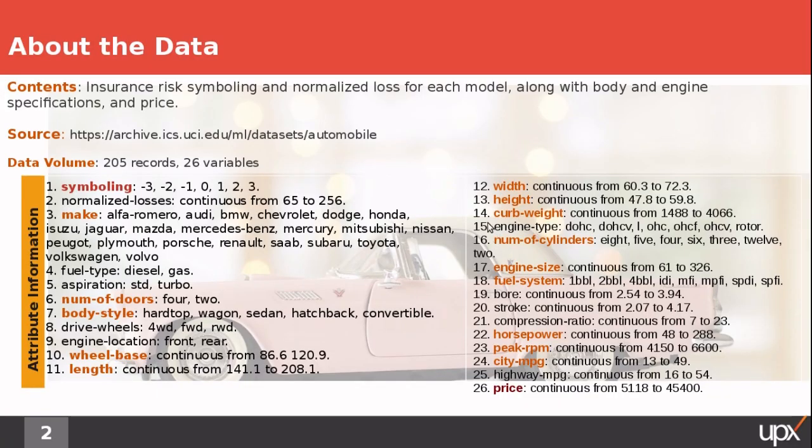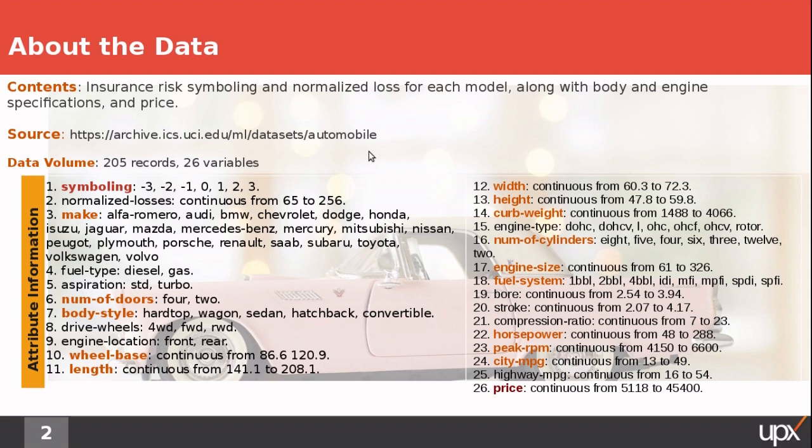Before we move on to the analysis part, let's have a look at the dataset. This is mostly an insurance-oriented data published by UCI Machine Learning Repository. It is based on 1985 model cars and it has 205 records and 26 variables. It's a CSV file and that can be loaded using Python libraries.